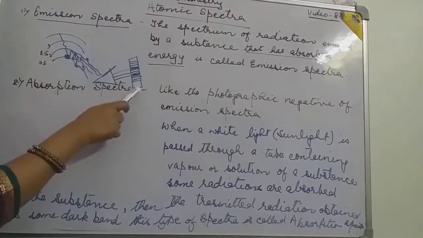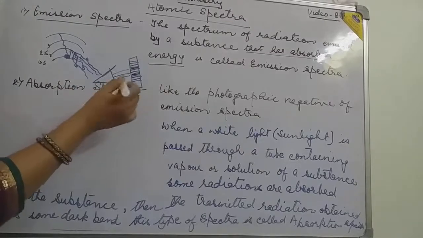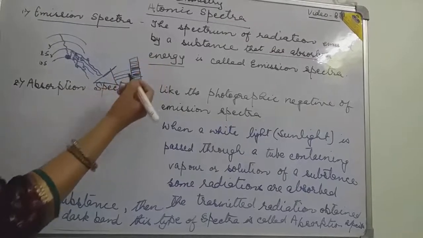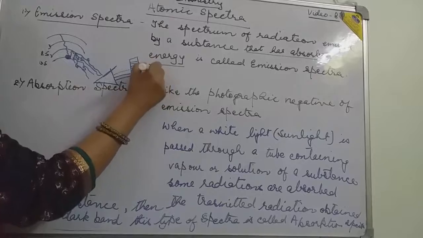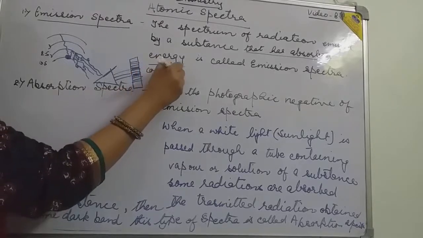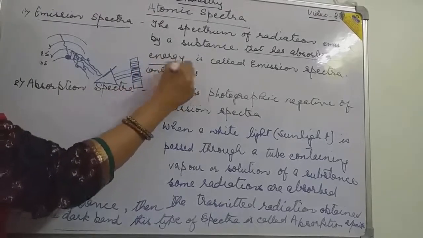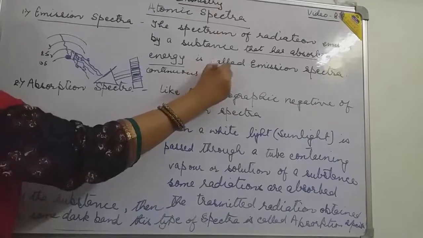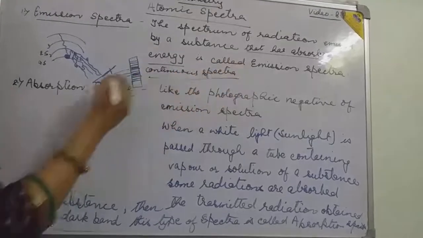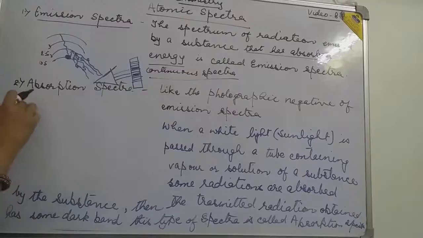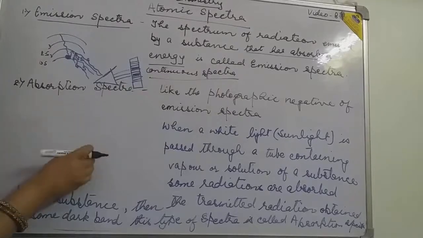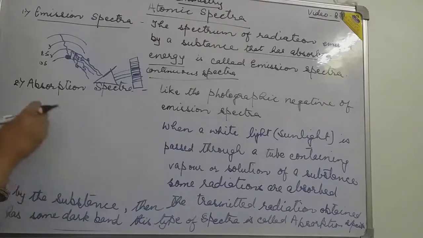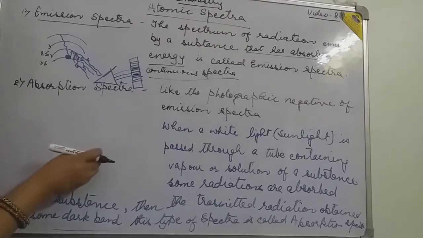of that radiation is almost continuous spectra, called continuous spectra. Continuous spectra means if white light is passed through the prism, you get a spectrum of seven spectral lines. This type of spectra is called continuous spectra.